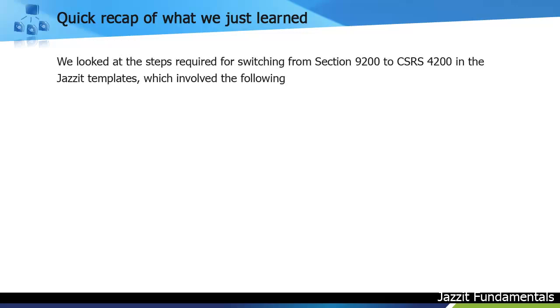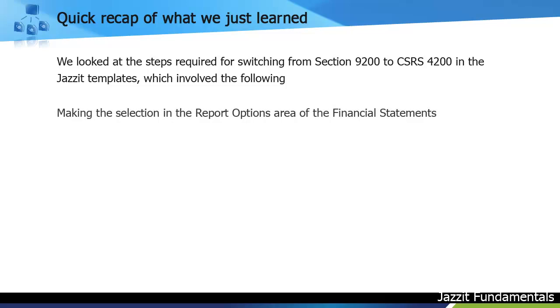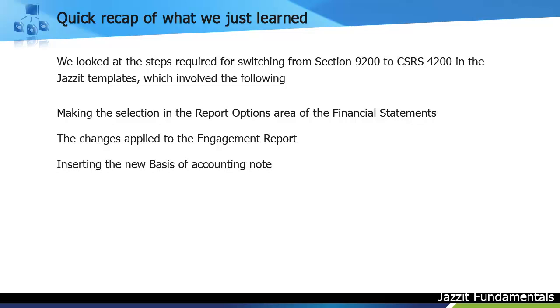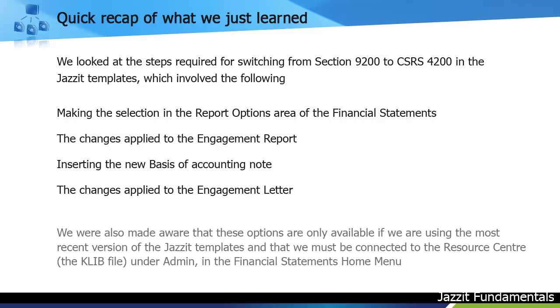A quick recap of what we just learned. We looked at the steps required for switching from Section 9200 to CSRS 4200 in the Jazzit templates, which involved the following: making the selection in the report options area of the financial statements, the changes applied to the engagement report, inserting the new basis of accounting note, and also the changes applied to the engagement letter. We were also made aware that these options are only available if we are using the most recent version of the Jazzit templates, and that we must be connected to the Resource Center, the Caleb file, under Admin in the Financial Statements home menu.